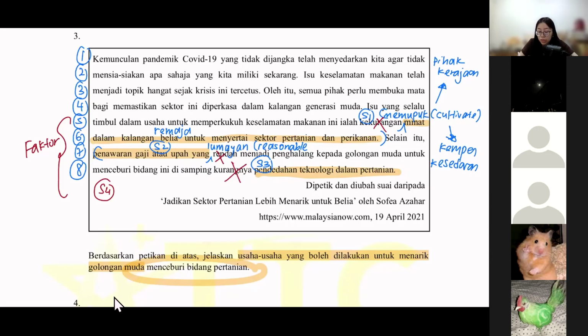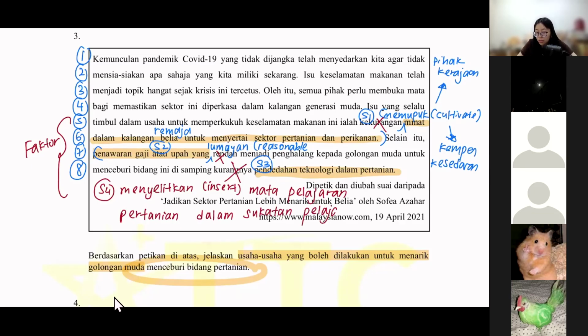Okay, so you can put like this. Menyelitkan. Menyelitkan means insert. Mata pelajaran, the subject. Pertanian. Okay, menyelitkan mata pelajaran pertanian dalam sukatan, in your syllabus. Sukatan pelajaran di sekolah.